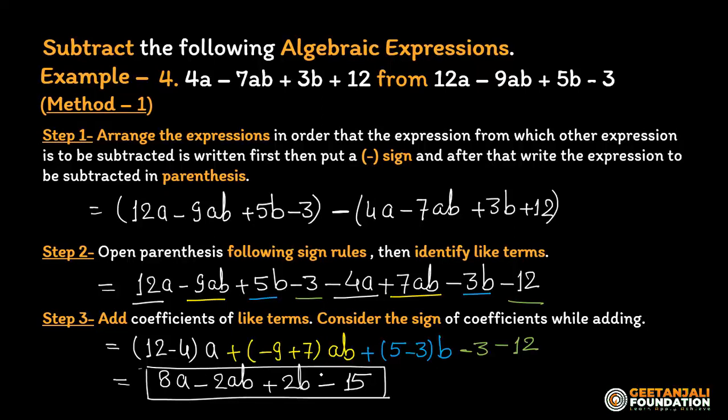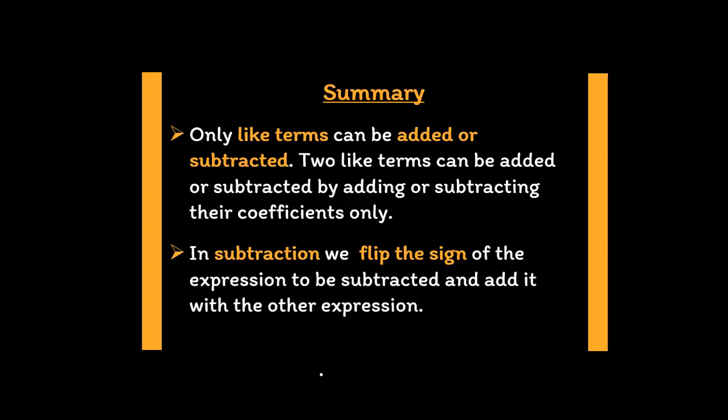So that's all for the subtraction of algebraic expressions. I hope you have understood both the concepts, addition and subtraction of algebraic expressions. Where is the difference? The difference is only in the sign. When you put a negative sign, you flip the sign of all the terms of the other expression. Here is the summary: only like terms can be added or subtracted. While doing subtraction, we flip the sign of the expression to be subtracted. I hope you have understood everything over here.